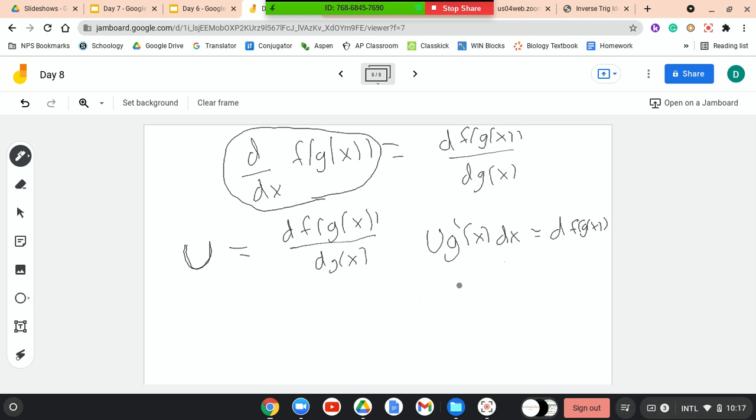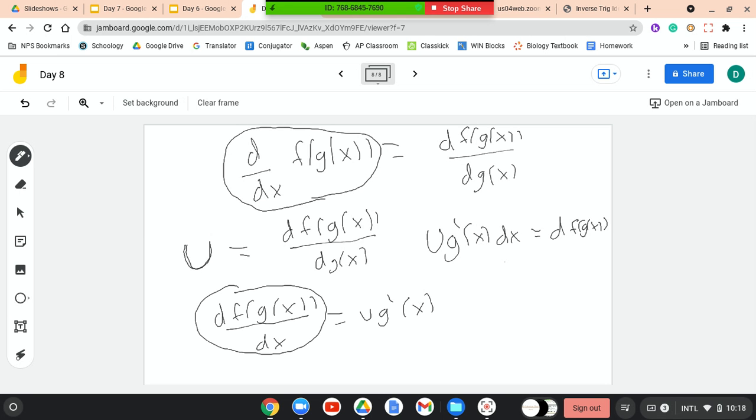All right, so I'm going to divide both sides of this equation by dx. All right, and I want you to tell me, what does this side tell us? What is this side representing? Derivative of f of g of x with respect to x. Yeah. Which is what we wanted to find originally.